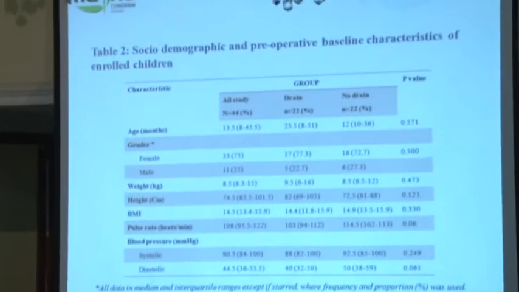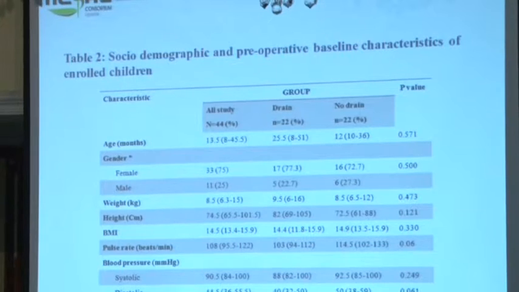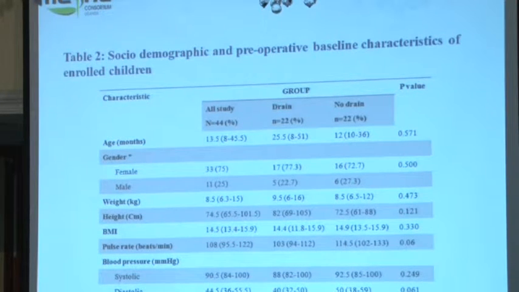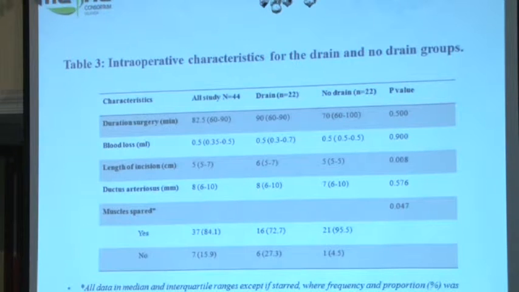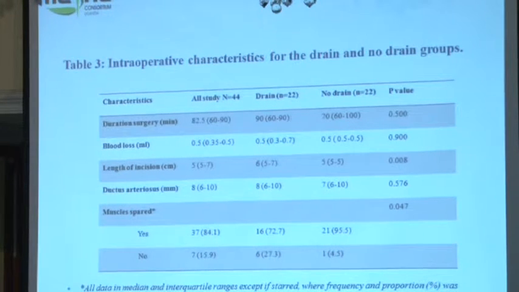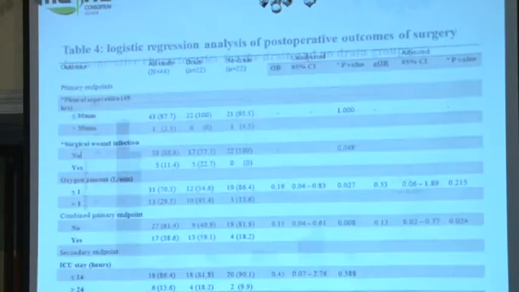This is my table for baseline characteristics, and there's really no difference between the two groups. The graph next just shows that the two groups were comparable. Also, on the next slide, the intraoperative characteristics, I wanted to make sure both groups were exposed to the same conditions. The graph shows both the drain and the no drain arm had similar intraoperative conditions.